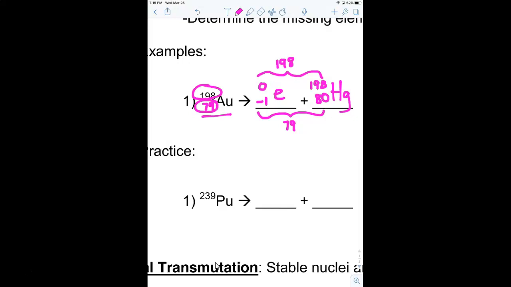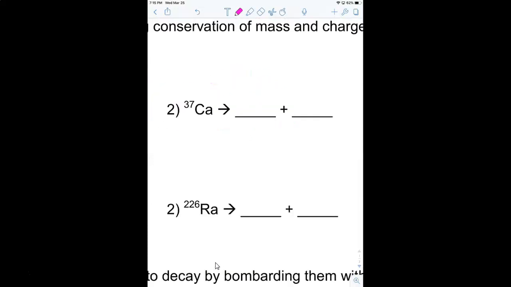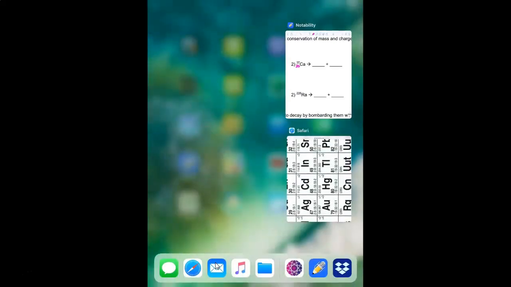Let's look at the second one together. Same steps, guys. Calcium, I have a mass for it. I need an atomic number. It's got atomic number 20, right? Now I want to go look at Table N. I want to figure out when calcium decays, what particle does it get rid of? So calcium-37 gets rid of a β+ particle.